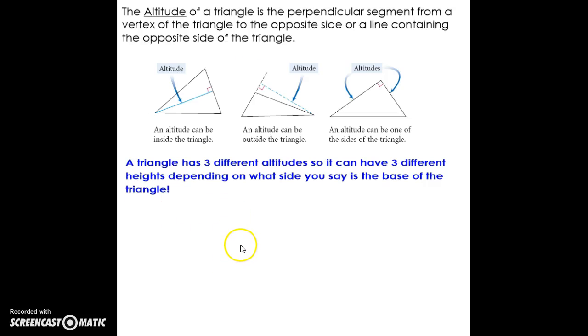The altitude is also a perpendicular, and it's based off of a triangle, and it's a perpendicular segment from the vertex of a triangle to the opposite side, or line containing the opposite side. Sometimes the altitude goes outside of the triangle, especially like in an obtuse triangle here. And so it's not necessarily touching the side, but if you were to extend that side out, it would touch it. Since the altitude can be on any of the three vertices, you just have to make sure that you're looking at the opposite side to be perpendicular.